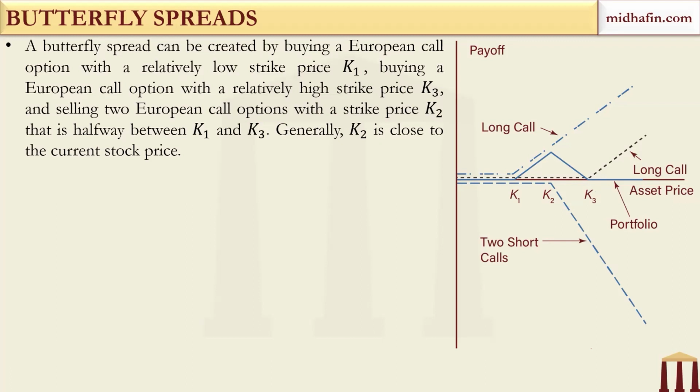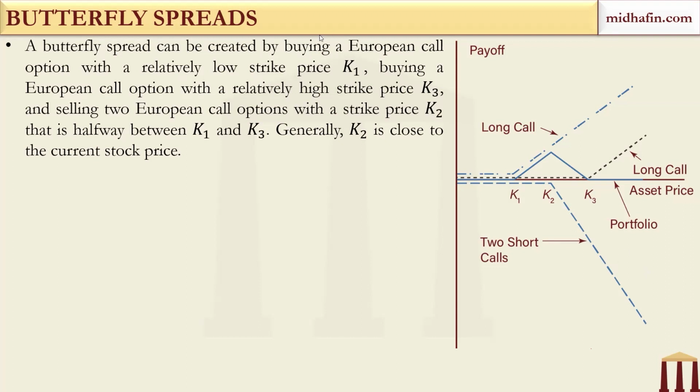K2 has to be the average price of K1 and K3. So in this case, K1 was 30, K3 was 40. So the average price of 30 and 40 will be 35. So I will sell two call options with strike price 35. Okay. And that's how I create a butterfly spread.